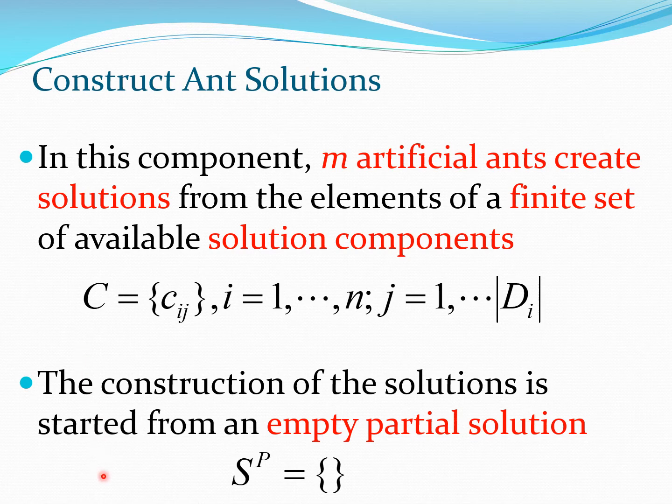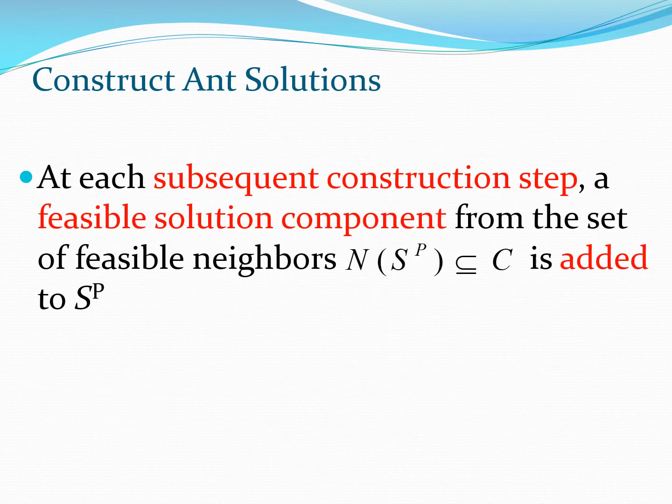Now when you start the process, the construction of the solutions essentially starts from a null set. So this null set at that point is sp equals this null set here. Now at each subsequent construction step, a feasible solution component from the set of feasible solutions is created and put into the set sp. So each of these components is essentially from this set C, so these are all subsets of C.